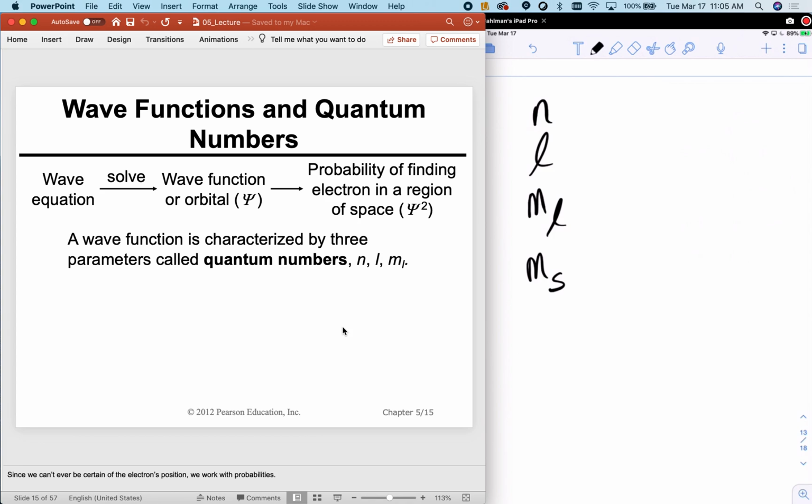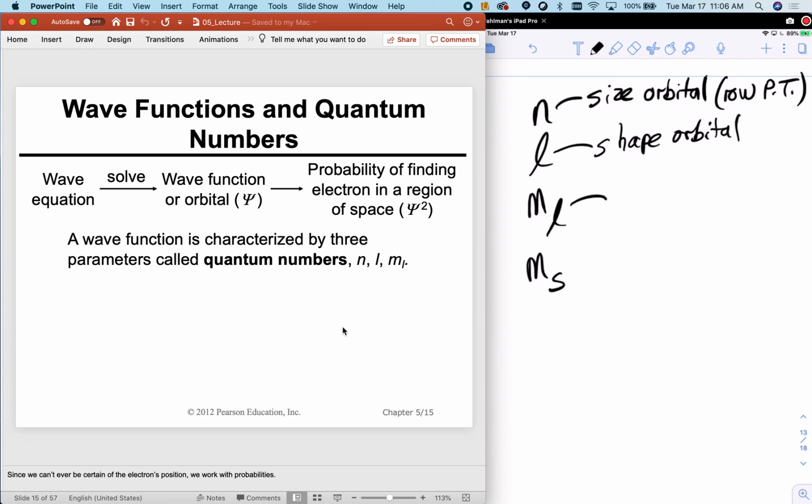These next few slides are going to provide a lot of details about what these are, but to really boil it down, n refers to the principal quantum number, and so it's really the size of the orbital. Okay, and it also is like the row of the periodic table. Okay, the l is the shape of the orbital.